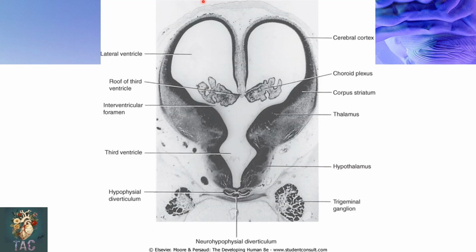So in this diagram you can see this is the entrapped area which will form dura mater over here. This is the cavity of the lateral ventricle. This is the cavity of the third ventricle, and here you can see choroid plexus which will form CSF in this area. This is the area of the corpus striatum, and then the thalami which are developing over here, and hypothalamus which is forming. Here you can see neurohypophyseal diverticulum is developing, and hypophyseal diverticulum which will form the hypophysis cerebri. This is the area where the interventricular foramen is present, and this is the roof of the third ventricle.